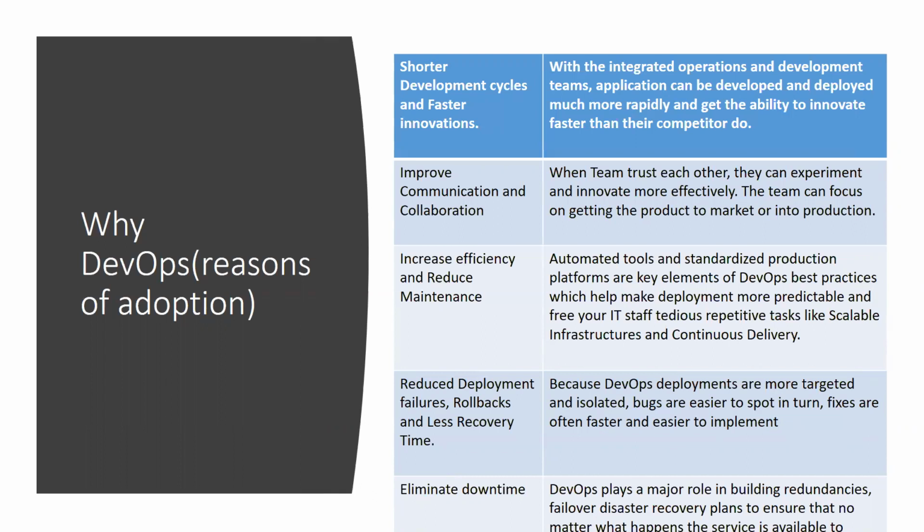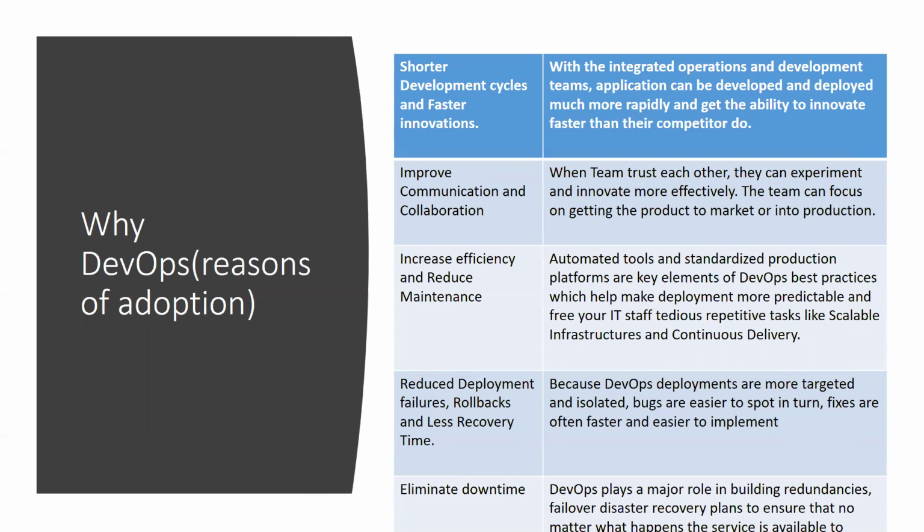So definitely, yes, with integrated operations and development teams, applications can be developed and deployed much more rapidly, and we get the ability to innovate faster than the competitors do. Improve the communications and the collaboration. What happens now, because this is one unit in DevOps, every team is collaboratively working together. When they are working, their communication is good, and when the teams trust each other, they can experiment and innovate new things.